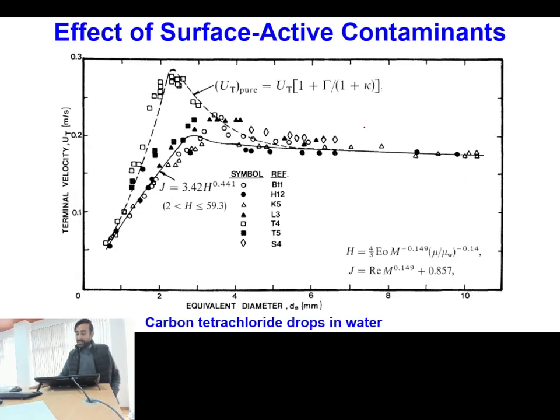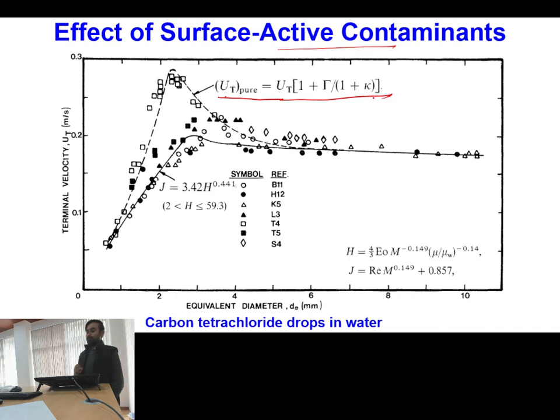But if you talk about the presence of surface active contaminants, the way I talked about them for air bubbles, similarly here I am talking about different gas bubbles present in different liquid mediums. You can see a similar effect: for a pure system you have a higher rise velocity, and for a contaminated system you have lower values. This dashed line is nothing but fitted data, and this terminal velocity data is for a pure system.